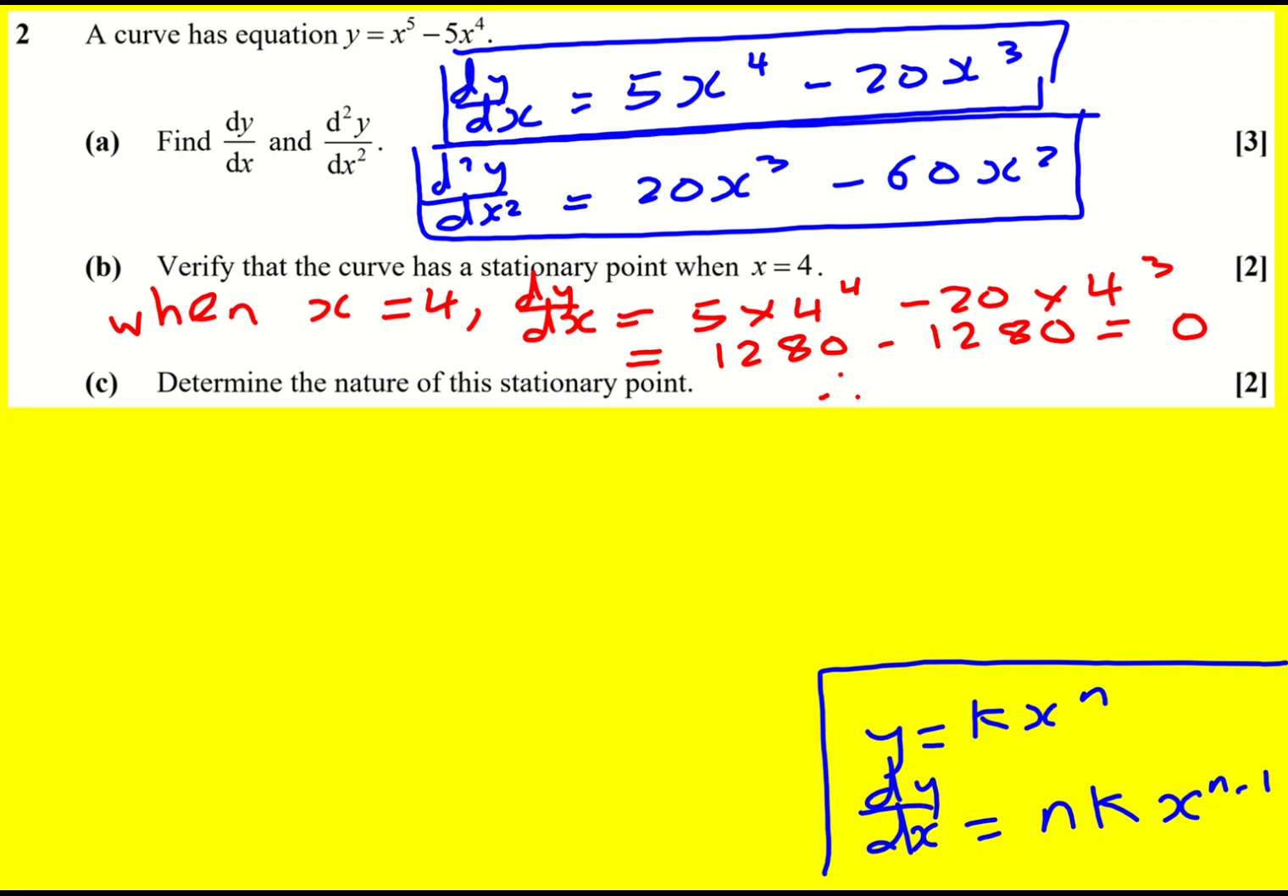Therefore, or I'm just going to say the result follows. We can say, therefore, the curve has a stationary point when x is equal to 4.